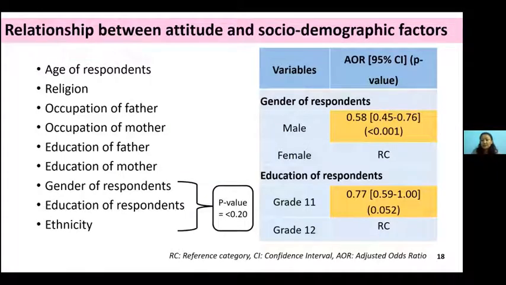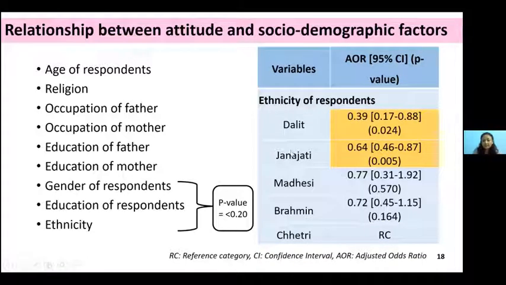Then after adjustment, it shows that the male respondents have less chance of having good attitude towards breast cancer in comparison to female, and similarly, attitude towards breast cancer increases as the grade of the respondent increases. And the next is ethnicity. Here, the respondents belonging to the Dalit and Janjati ethnic groups have less chance of having good attitudes towards breast cancer in comparison to the Kshatriya.